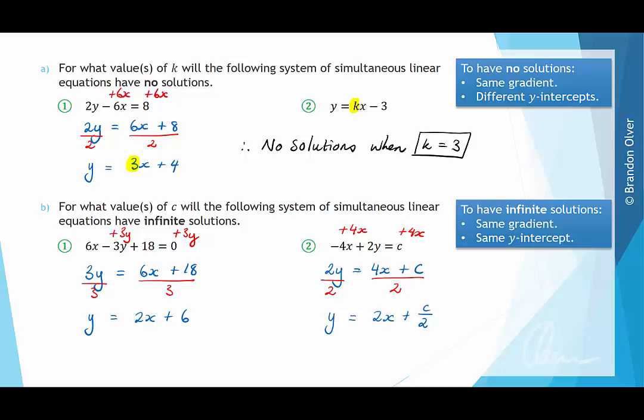Now we can see that they've got the same gradient, they've both got a gradient of 2, and now we need them to have the same y-intercept, so we need this 6 and the c divided by 2 to be equal. Therefore, there are infinite solutions when we have c divided by 2 is equal to 6, which gives c is equal to 12.